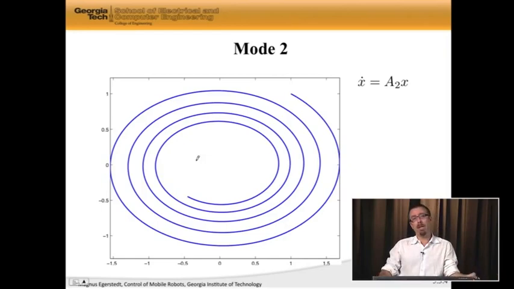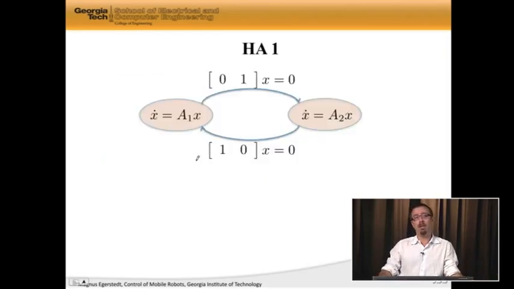Now, let's put them together in a hybrid automaton. So this is hybrid automaton number 1. I'm going to spiral tall and skinny until x1 is equal to 0.